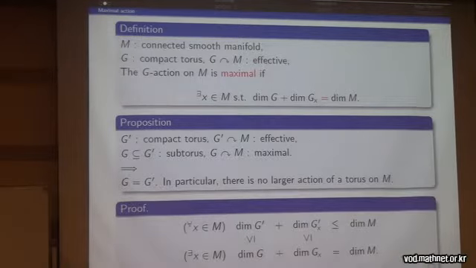The proof is very easy. Because G' acts on M effectively, we have the following inequality for any point. And by the definition of maximal torus action, there exists a point x such that the equality holds. We choose such a point x, and since G is a subtorus of G', we have an inequality, and at this point we also have an inequality. So the dimension of G' should be equal to the dimension of G. So G coincides with G'.